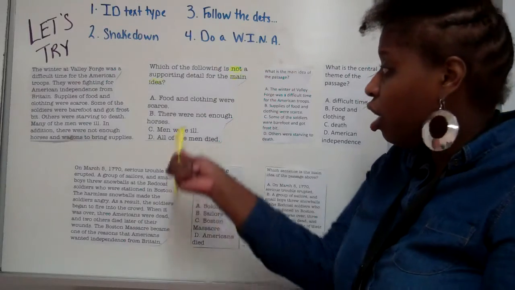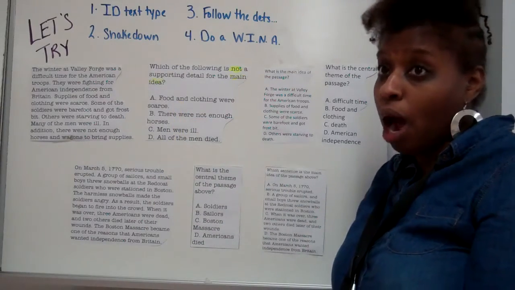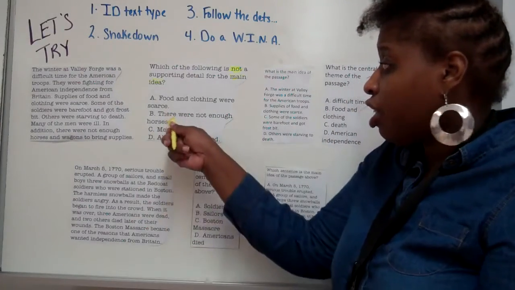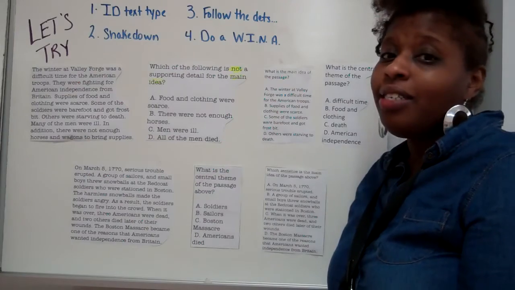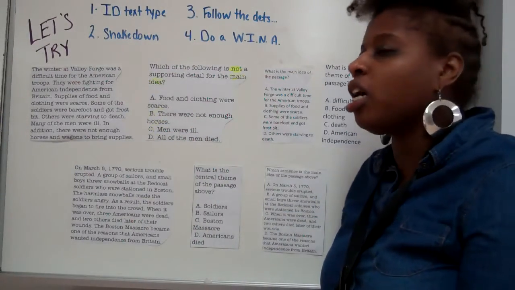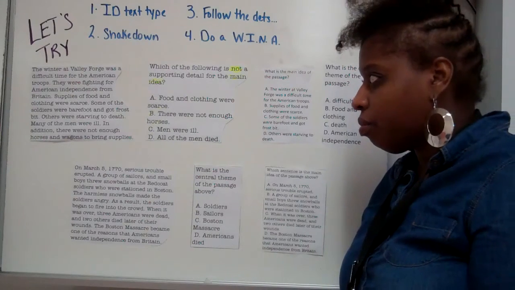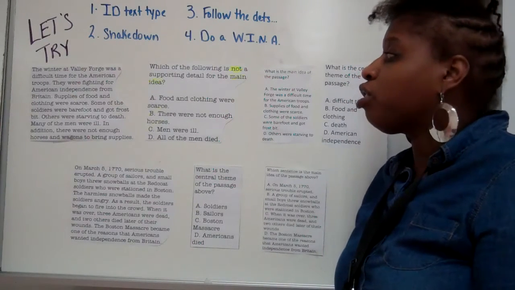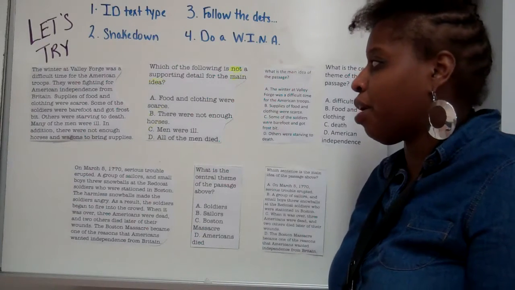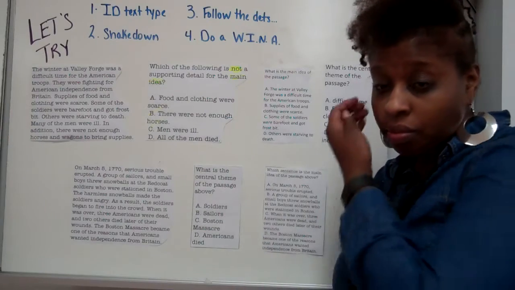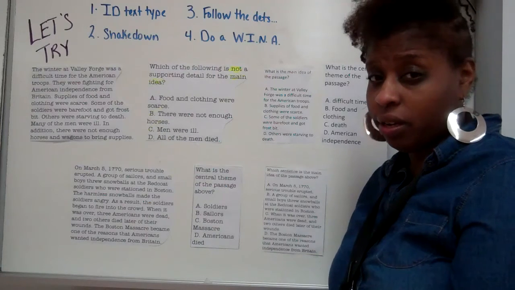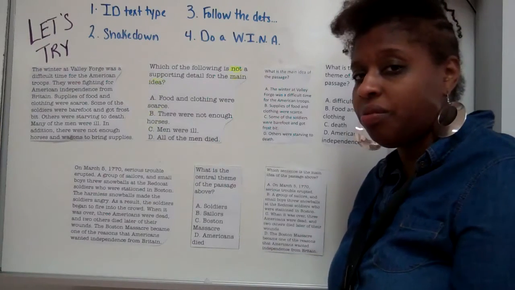If this is winter, food and clothing are probably going to be scarce. But would that make it difficult? There were not enough horses and men were ill. Definitely B and C would make it difficult. So we're really stuck between A and D. So, which one supports the main idea more, that it was a difficult time for the American troops? A or D? What do you think? Go ahead and answer the question.